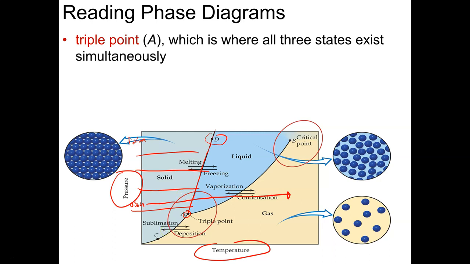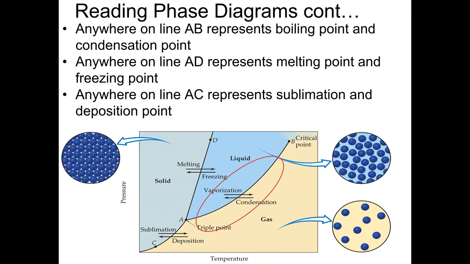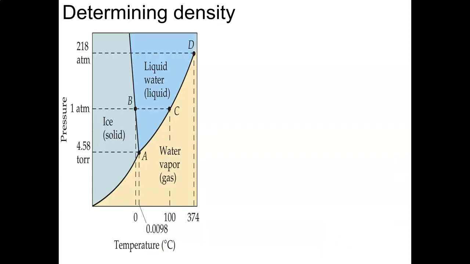That's the kind of stuff you need to be able to tell, and also what these different lines represent. Critical point, by the way: at this temperature, liquid doesn't really exist. That's the significance of it. And the triple point, like I said, is when all three states exist. Anywhere on line AB represents the boiling point. Anywhere on line AD represents the melting point. Anywhere on AC represents the sublimation point, the ones we talked about a second ago.